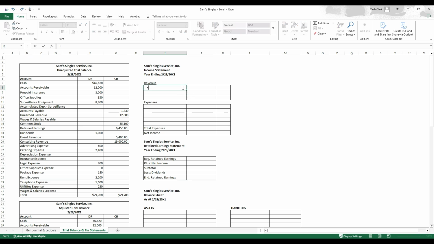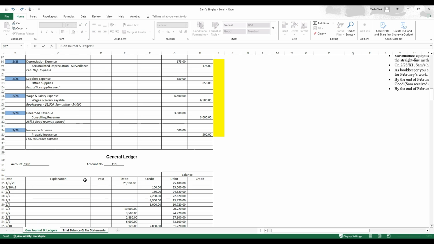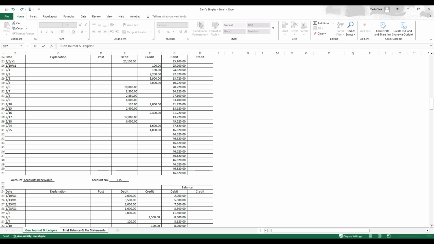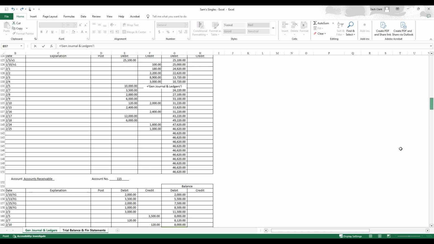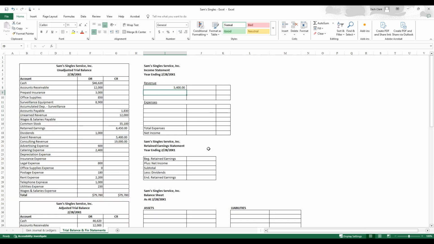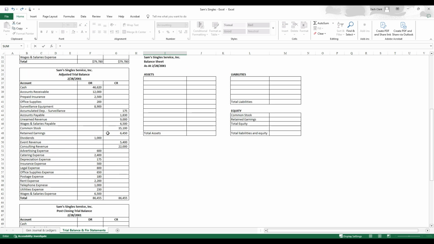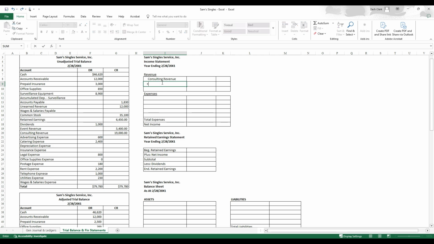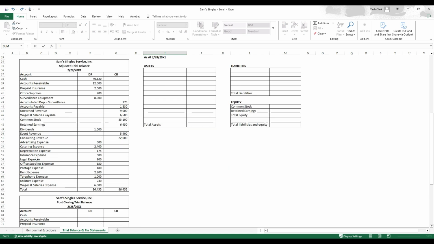Okay, so here we are. Let's go and record. Let's pick up our revenues. So we have consulting. Let's get down to the revenue accounts here. Event revenue is 5,400. And actually, you know what? I'm going to be in a goof. Let's do it off the trial balance. That's a lot easier. And we want to do our financials off the adjusted trial balance. So we have consulting revenue, and we have event revenue.